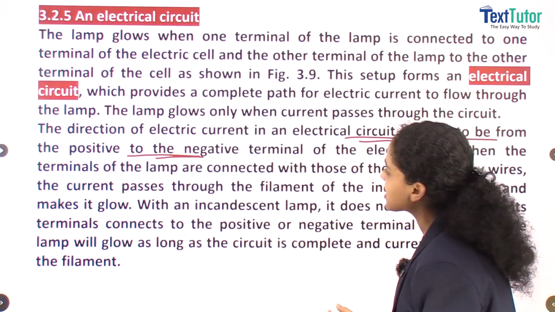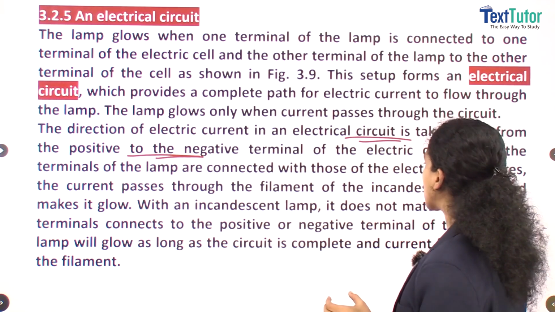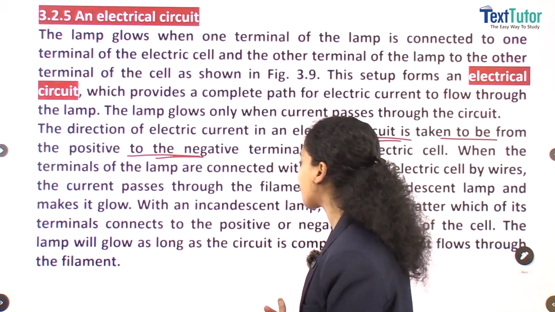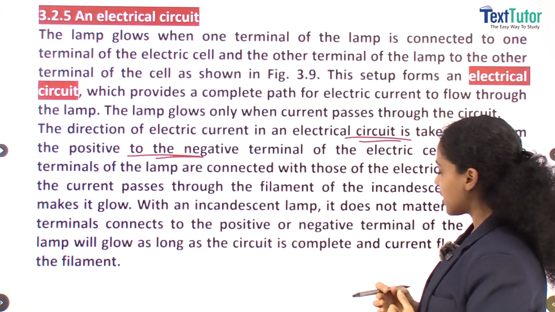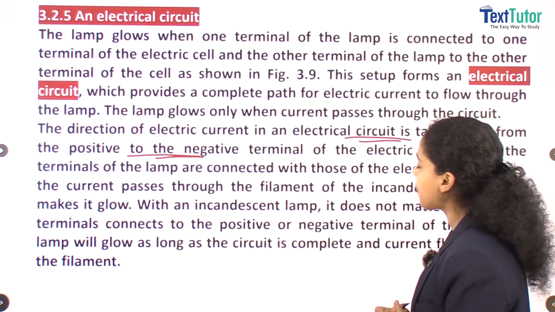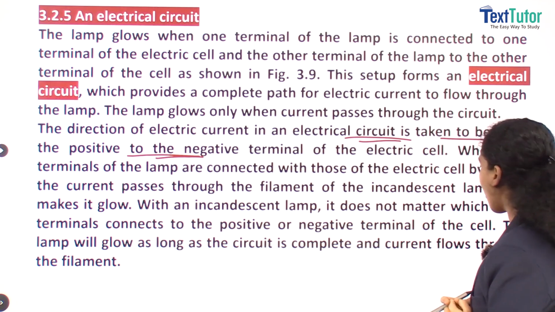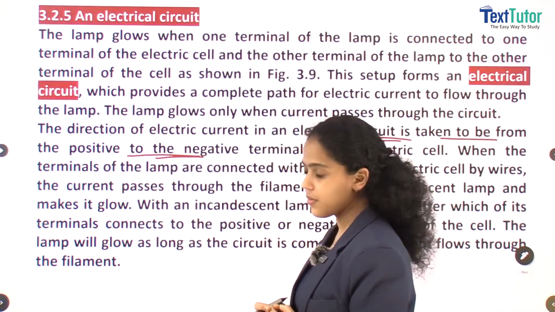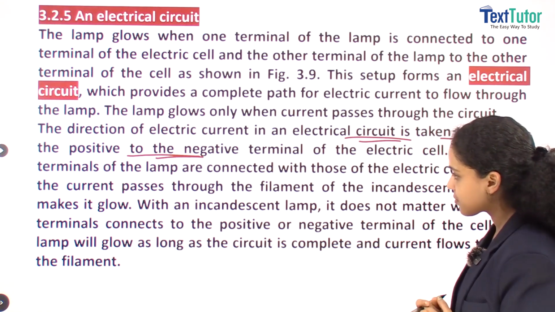When the terminals of the lamp are connected with those of the electric cell by wires, the current passes through the filament. Only in this arrangement does the current pass through the filament of the incandescent lamp and make it glow.